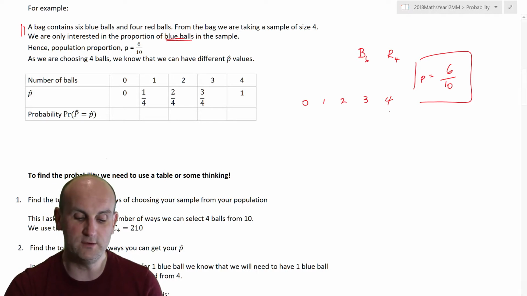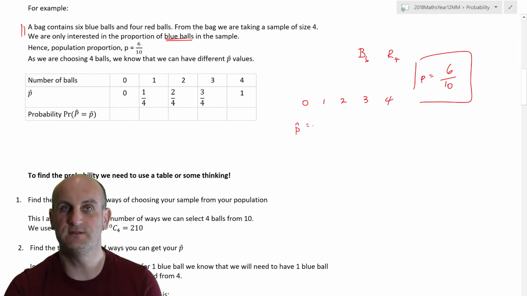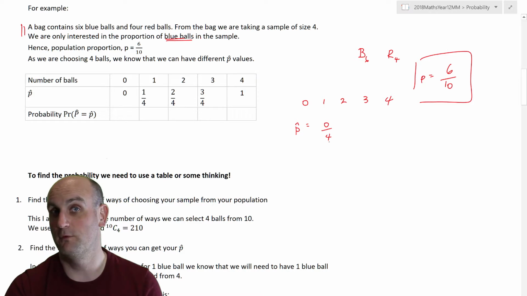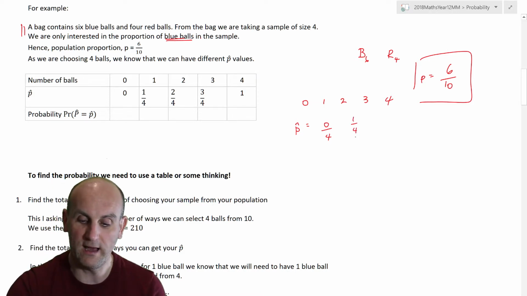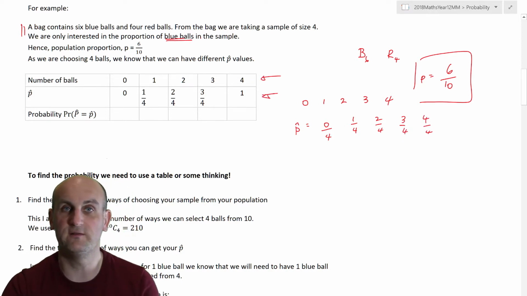And so what you'll notice is my value of P hat in the table is given as a fraction. Why? Well, because P hat is the sample proportion. And so what we're saying is 0 out of 4 balls were blue. 1 out of 4 balls were blue. 2 out of 4, 3 out of 4, and 4 out of 4. So that now explains where these 2 rows of my table come from.